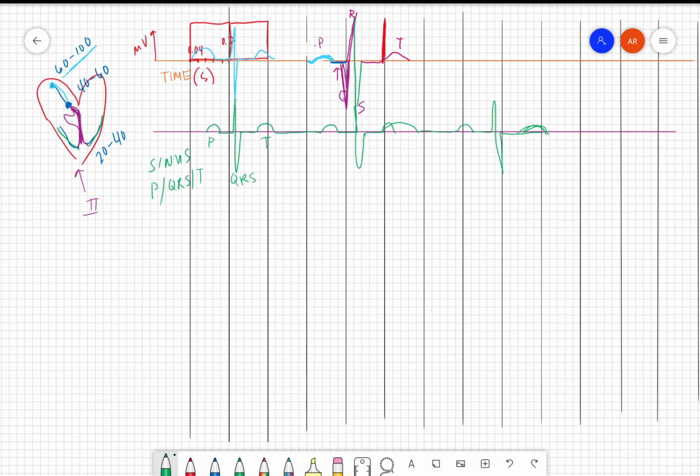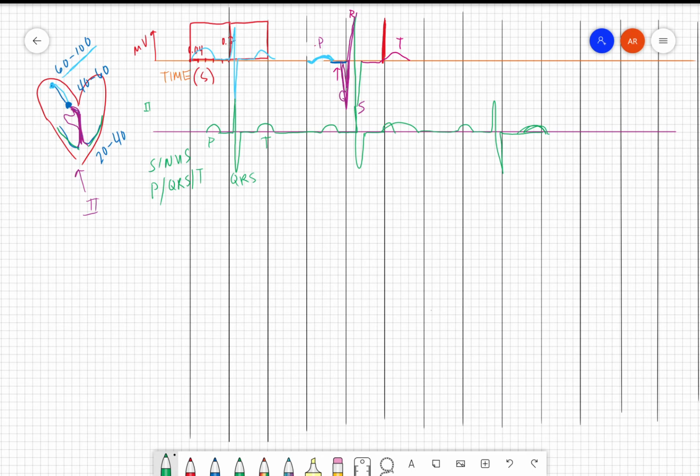Now everything should look how it should in the respective lead. In lead 1 and lead 2, and we're looking in lead 2 right now, everything should be upright. Our P wave is upright, our T wave is upright, and our QRS is actually biphasic, so it goes up and down. That's how lead 2 should look, and we would call that sinus.